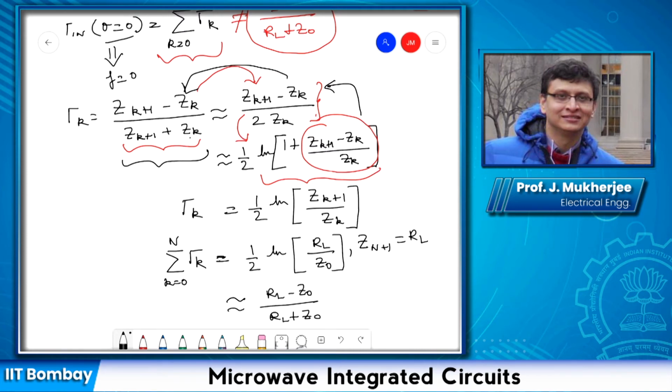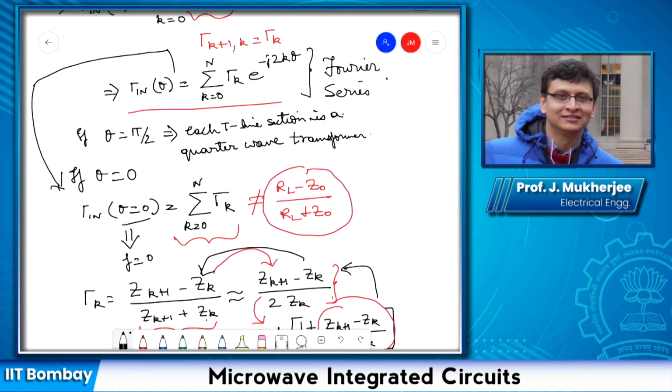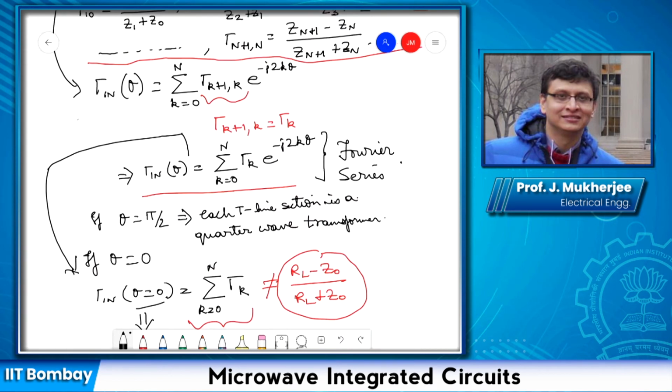So in this part of lecture 11, we have derived this important relationship for the input reflection coefficient of n transmission line segments, each having the same electrical length theta, connected in cascade. The input reflection coefficient can be given like this, where this gamma k is the mismatch between adjacent sections.